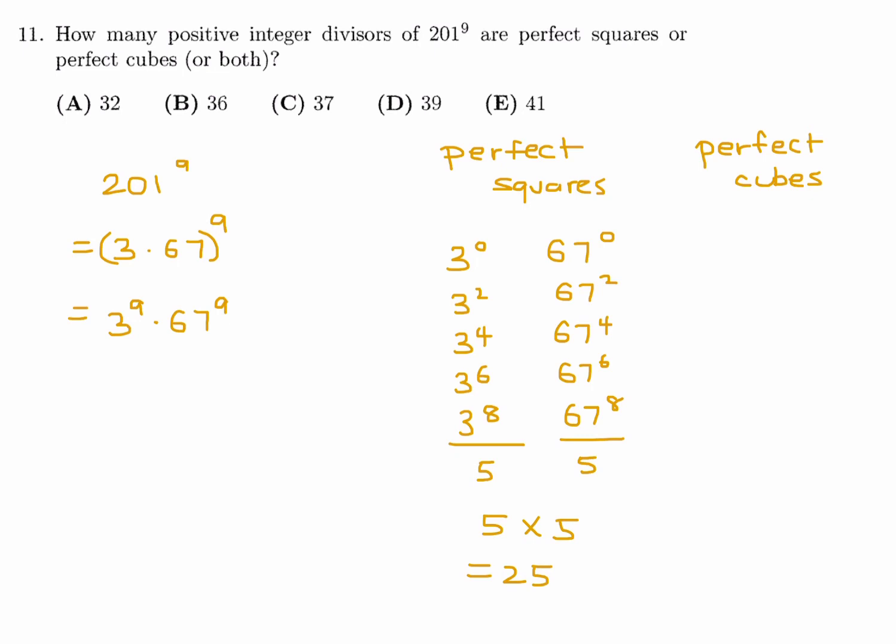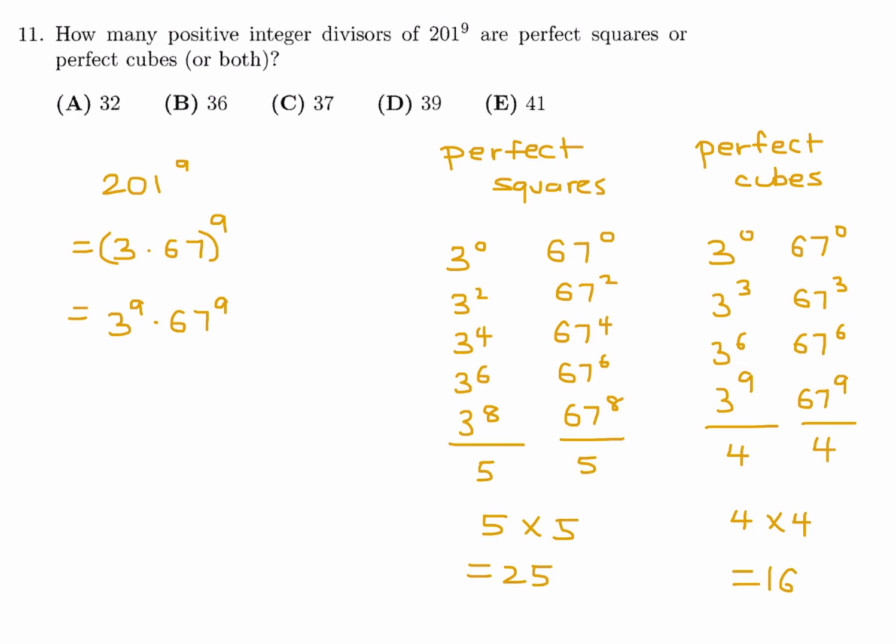Now let's talk about perfect cubes. The exponent this time has to be a multiple of 3. So 0, 3, 6, or 9. And the same exponents would be for 67: 0, 3, 6, and 9. So here we got 4 and 4. So the combinations, there'd be 4 times 4, which is 16 combinations.